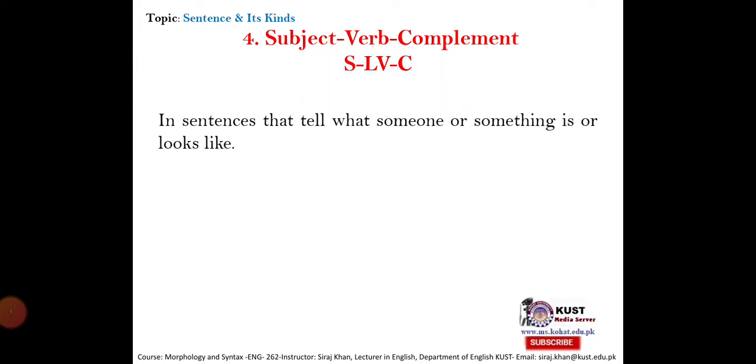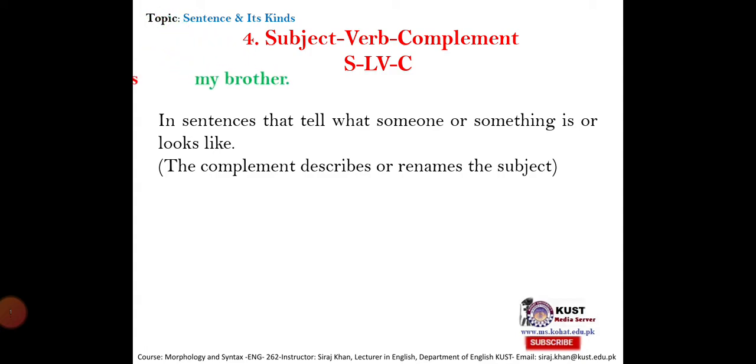Subject-verb-complement: subject followed by lexical verb, LV, followed by a complement. It is used in sentences that tell what someone or something is or looks like. For example, the complement describes or renames the subject. Here, Amir is my brother. My brother is a complement about the subject Amir.